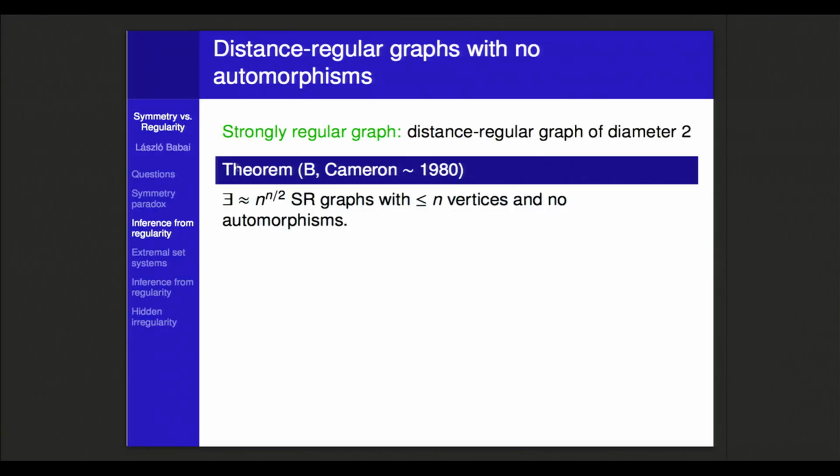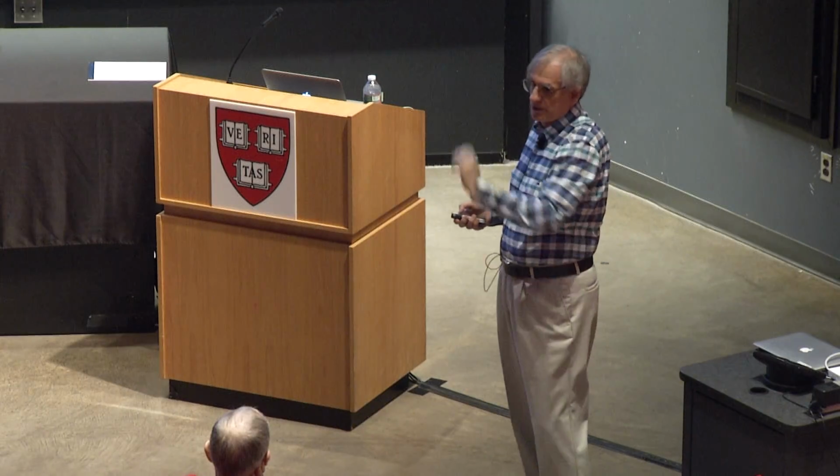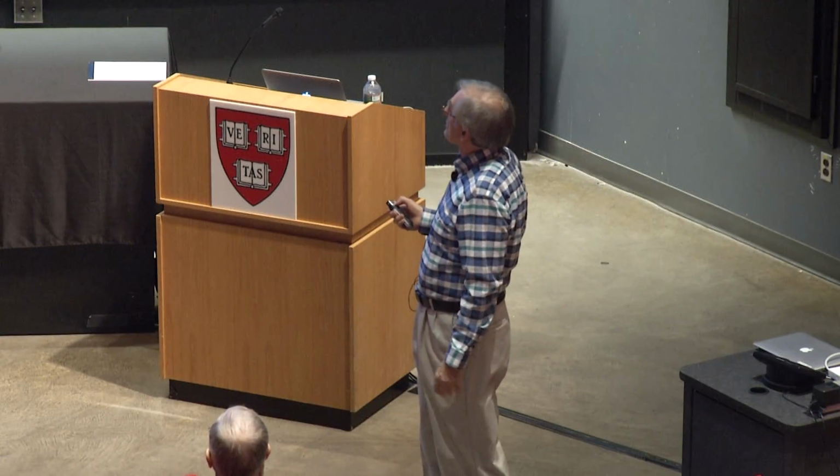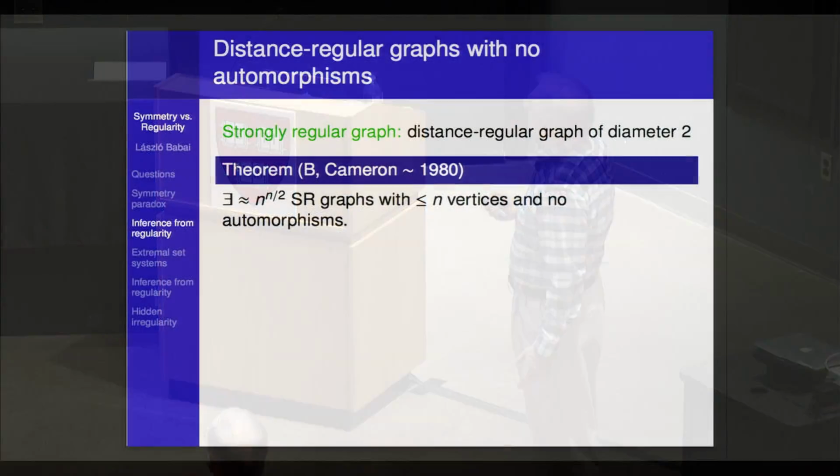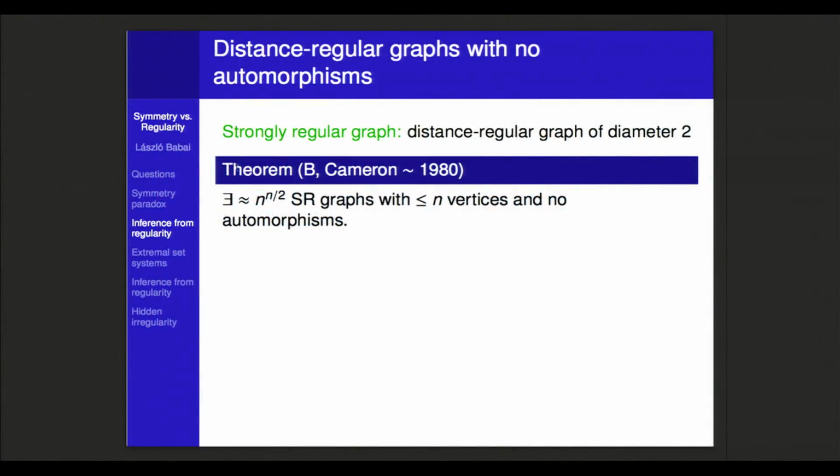Actually, the strongly regular graphs are exactly the distance regular graphs of diameter 2 if I ignore trivial cases that are disconnected. A disconnected strongly regular graph is simply a union of disjoint cliques of equal size, and everything else is distance regular and has diameter 2. Okay? All right. So Peter Cameron and I proved long ago that there are about n to the n over 2, so about factorially many, strongly regular graphs with n vertices that have no automorphisms at all.